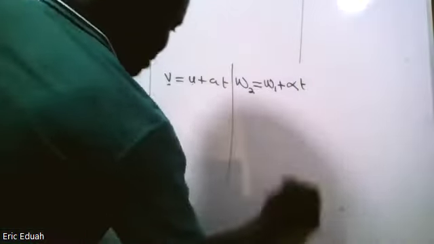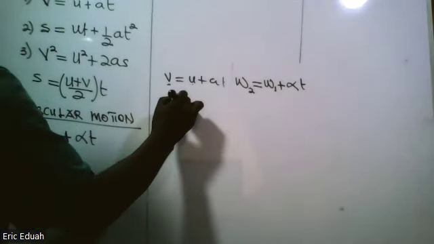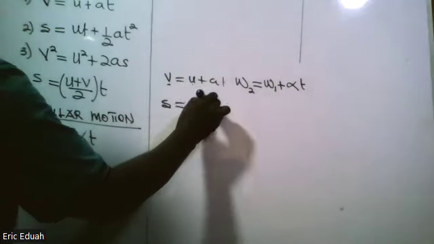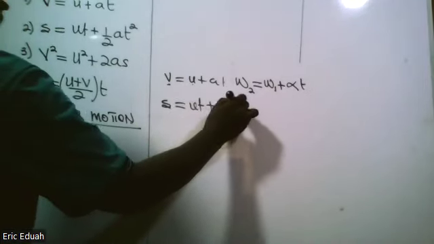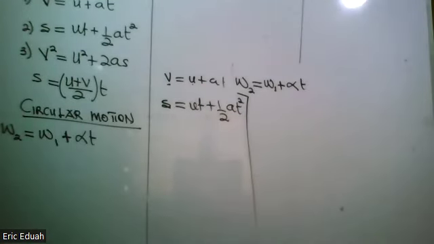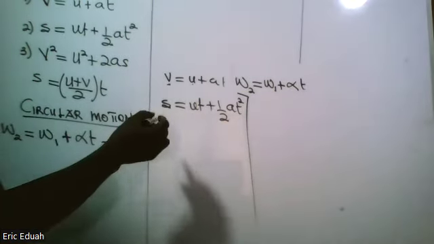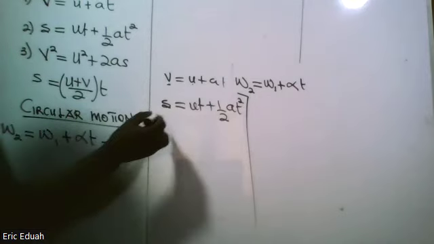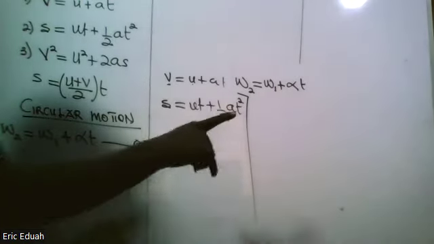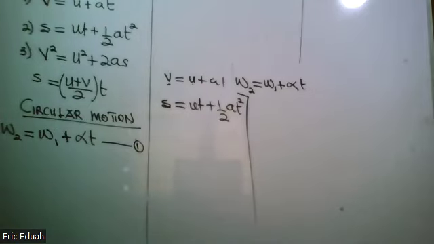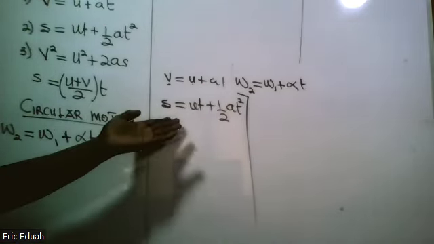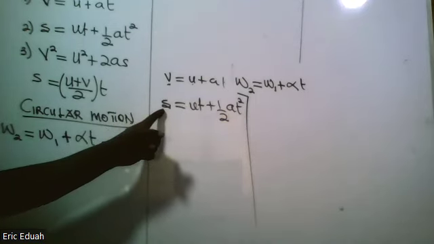Then equation 2 under linear motion: S is equal to ut plus half at squared. Here, S is linear displacement. In circular motion, this is related to what parameter or quantity? How would you relate this in circular motion?